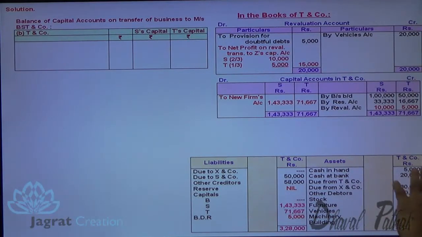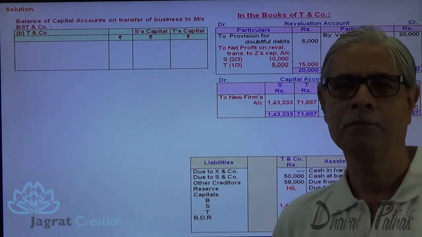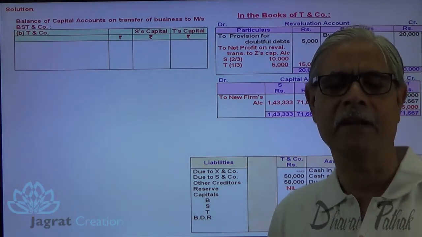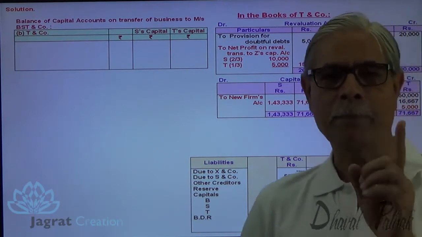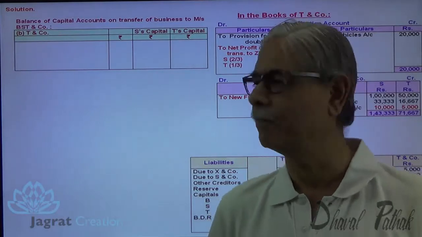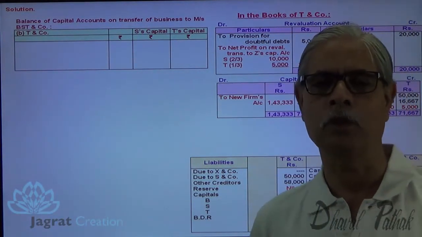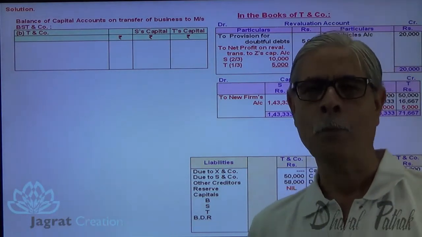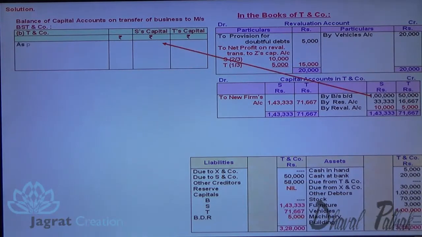After preparing these ledger accounts in the books of the vendor company, though you are not asked to prepare ledger accounts in the vendor company, I have prepared them for the better understanding of the student. But for the purpose of preparing journal entries in the books of purchaser, you are required to prepare one working note. That working note, known as capital balance transferred to the new firm, is required to be found out. To find it, you write the opening balance of the capital accounts of the partners.